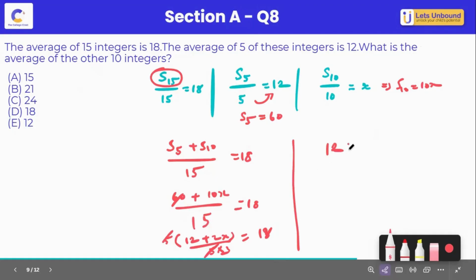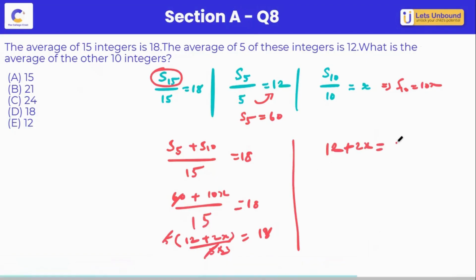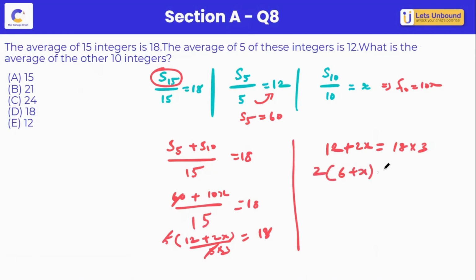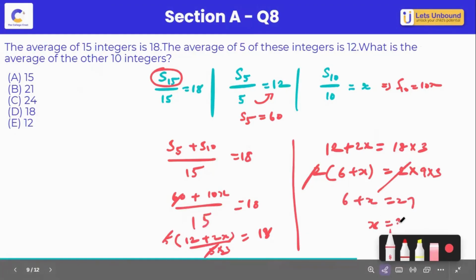Let's continue. 12 plus 2x equal to 18 times 3. So you take 2 common, 6 plus x equal to 2 into 9 into 3. So 2 cancel, 6 plus x is 27, and x is 27 minus 6, which is 21.